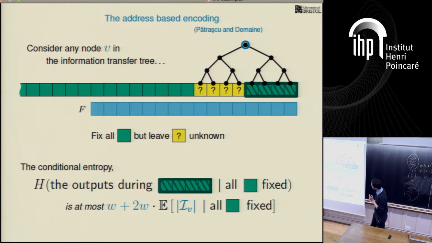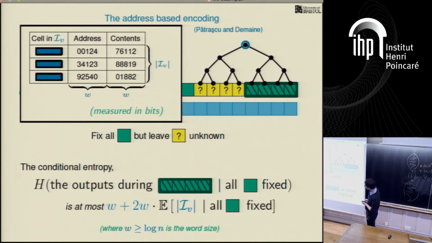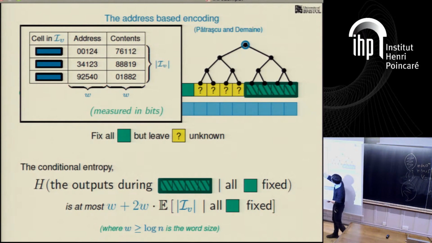So what you can do is link this conditional entropy to the size of the information transfer as follows. You can write down an encoding of these outputs using the information transfer. The encoding is, forget the W, it's essentially just for each thing in the information transfer, I write down its address, that's W bits, and its contents, that's W bits. So I've written down 2W times the expected information transfer, all conditioned on this stuff, and that's what I've written down as my encoding.